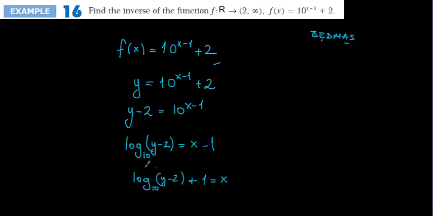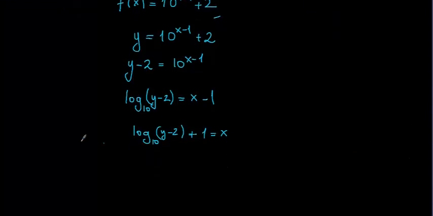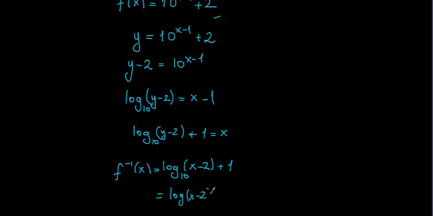When x is alone, the function on the other side is the inverse function. Only I should replace y by x. So f inverse x is equal to logarithm base 10 of x minus 2, plus 1. I wrote the base 10 here, but at the end I am not going to write it, because the base is 10. I said y cannot stay, we should replace it by x, so I can write it like this: logarithm of x minus 2, plus 1.